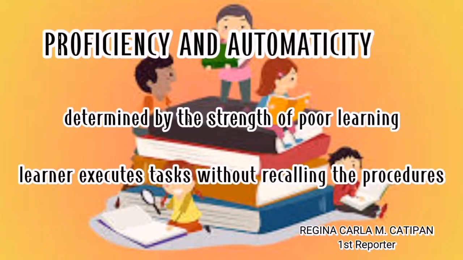The next substage is the proficiency and automaticity. It is determined by the strength of prior learning. When mastery of a skill is attained, the learner moves on to the substages of proficiency and automaticity. The goal is to attain fluency so that skills are automatically applied to appropriate situations in everyday life. The learner executes tasks without recalling the procedures.